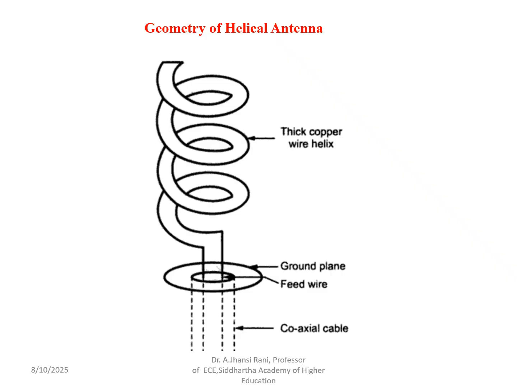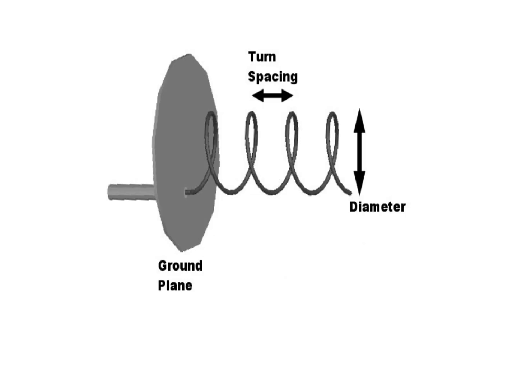It is connected to the center conductor of the coaxial transmission line at the feed point of the coaxial cable. The center conductor of the line is attached to the ground plane. This is another form of the ground plane, the flat ground plane. This is the turn spacing, this is the diameter of the wire, this is the helix diameter, and this is the ground plane.